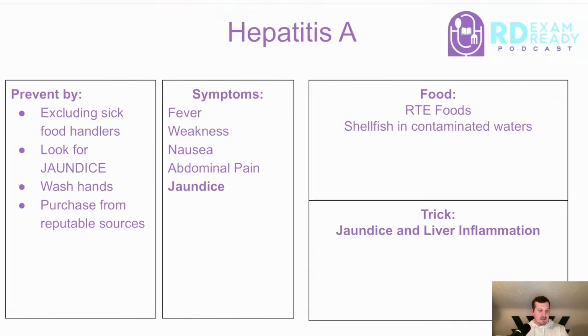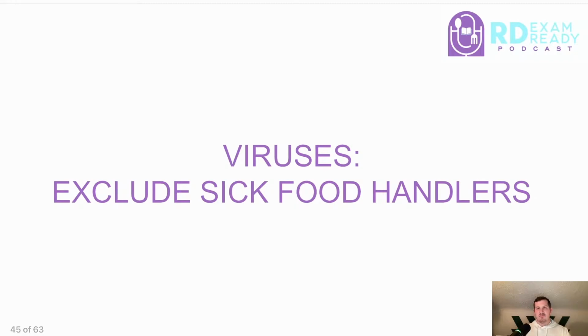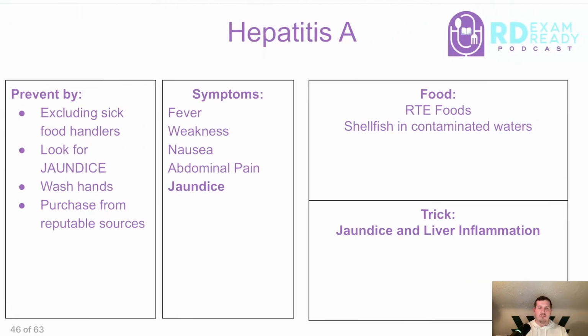For our viruses, remember, this is going to be very different. Bacteria ends up on a food and then it grows. For hepatitis A, it's usually transferred from a food handler, okay? I put here exclude sick food handlers. That's what we're seeing for almost all of our viruses here, and especially hepatitis A. So with hepatitis A, it's a fecal transfer. Someone has feces on their hands and then they handle food. So that's why we would want to exclude a sick food handler with hepatitis.